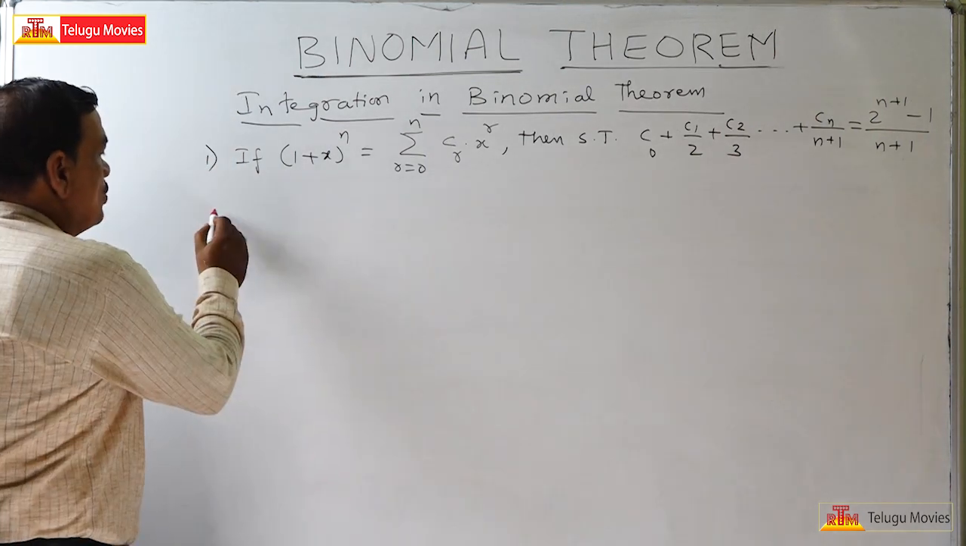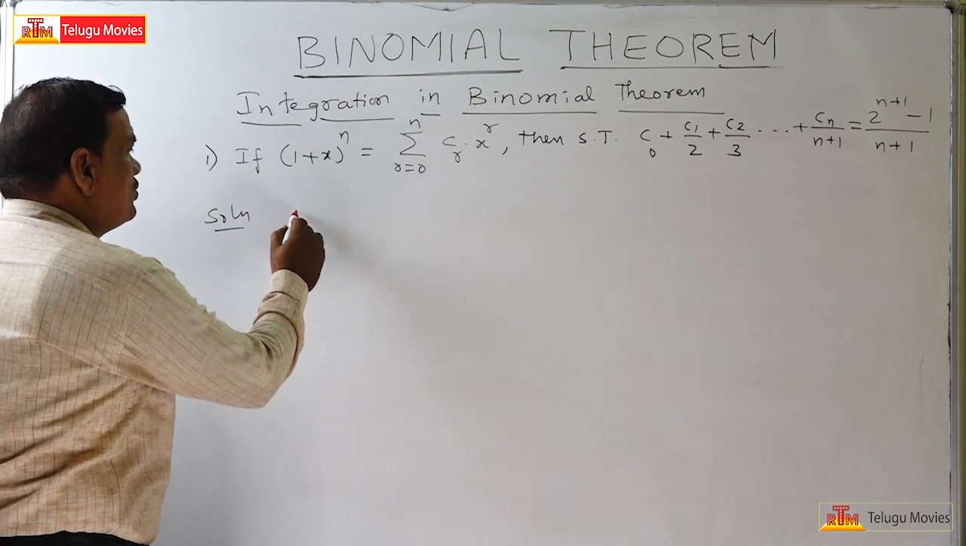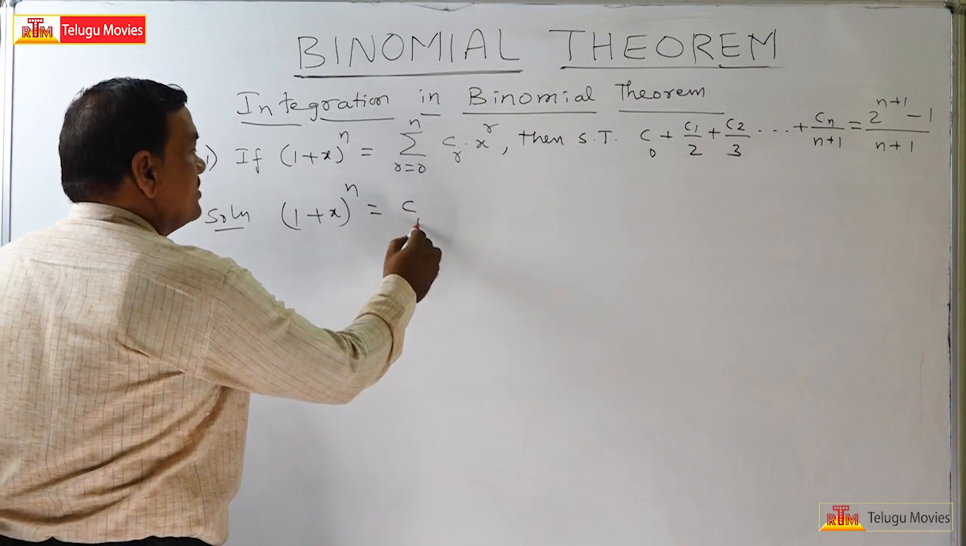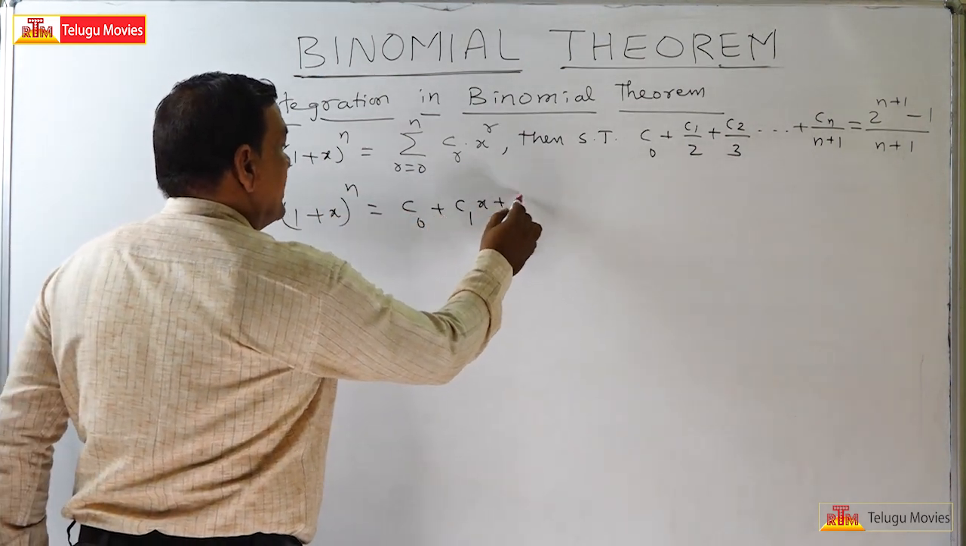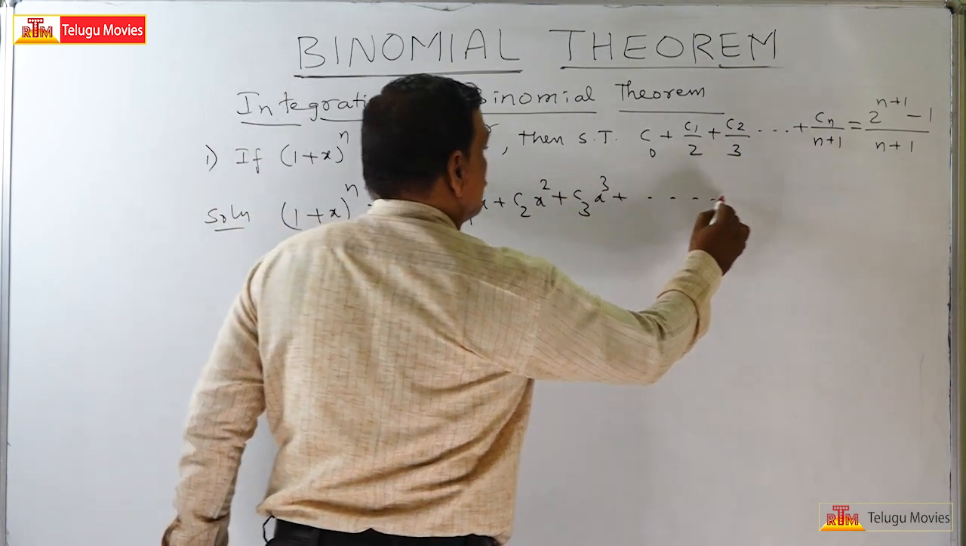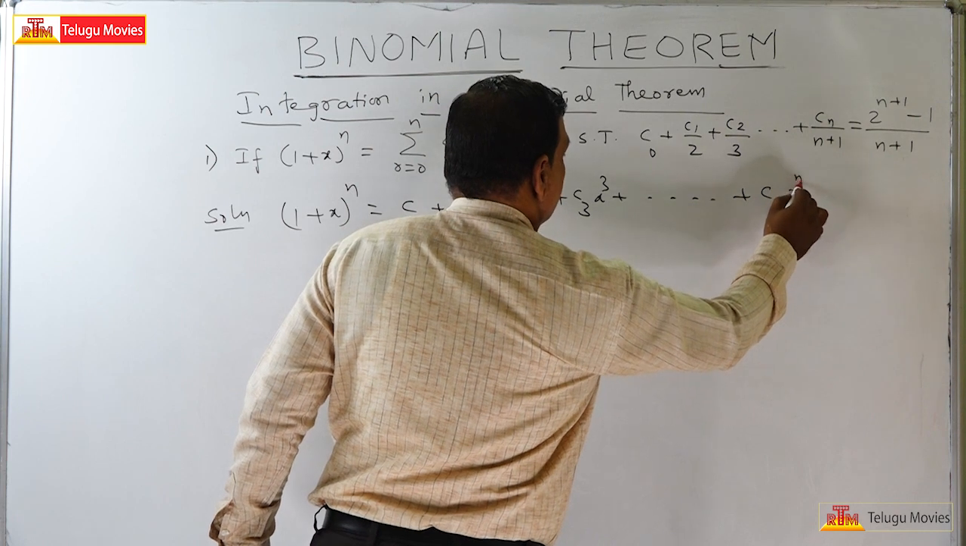So see the solution. First write the expansion of (1 plus x) whole power n. This is given by C0 plus C1 into x plus C2 into x square plus C3 into x cube plus so on, Cn into x power n.